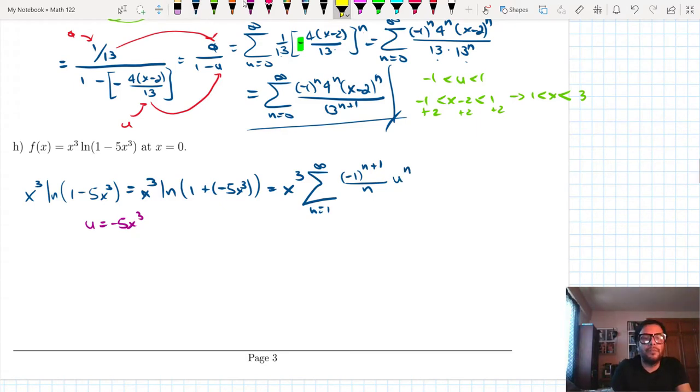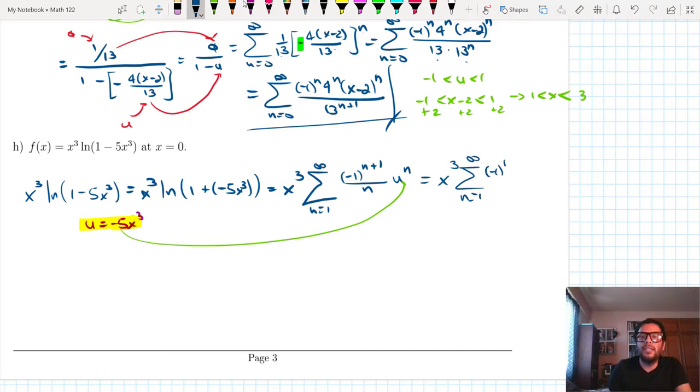So what are we going to do? Plug this u back in here. So this is x cubed sigma n equals 1 to infinity of negative 1 to the n plus 1 times negative 5x cubed to the n, divided by n. We need a bit of work here.